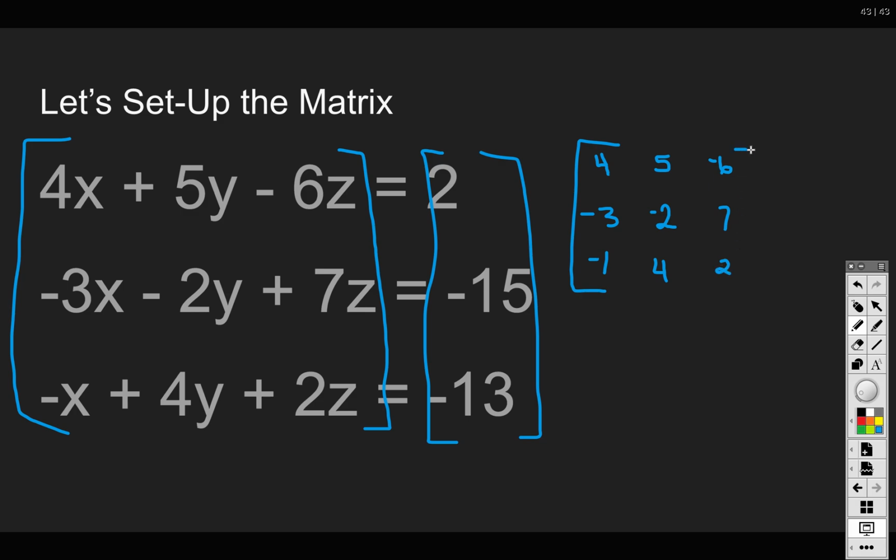And you can have zeros in a matrix. If you have a 0 in the matrix, that is totally appropriate. So if I were missing a variable term, I can put a 0 in the matrix. My answers form B, which is 2, -15, and -13.